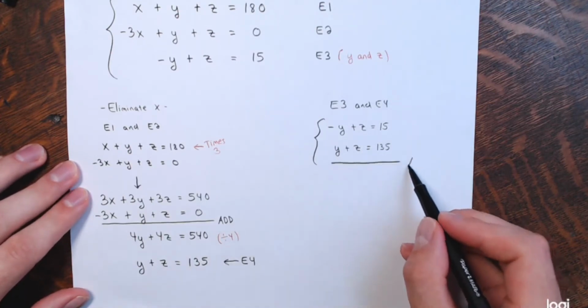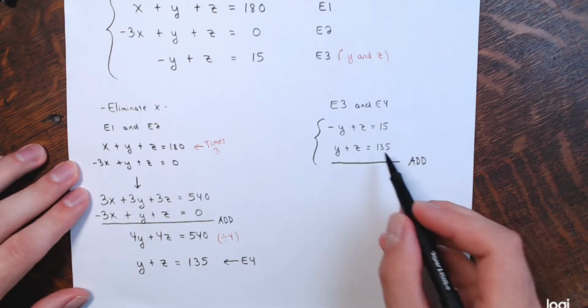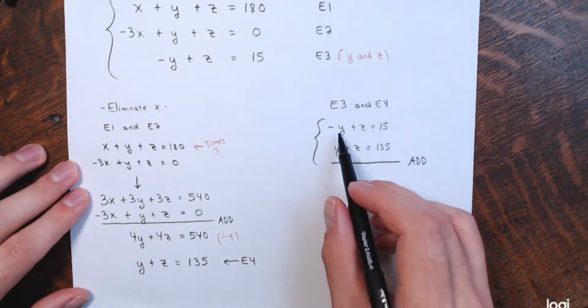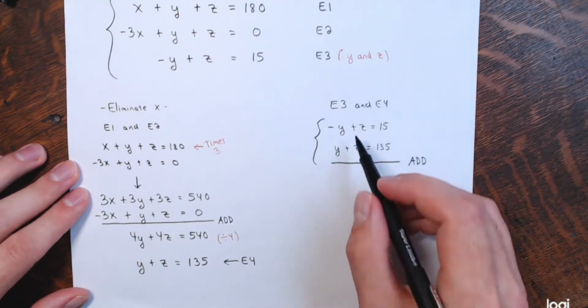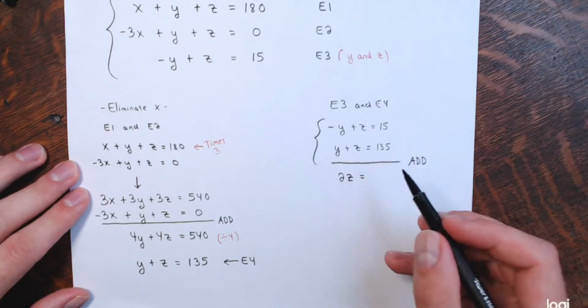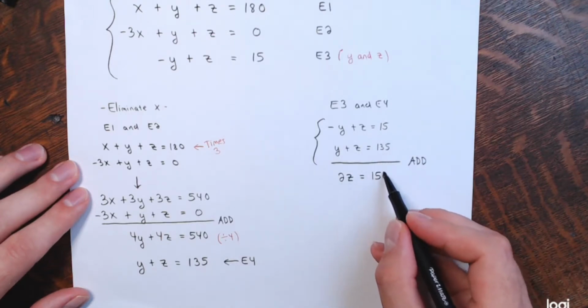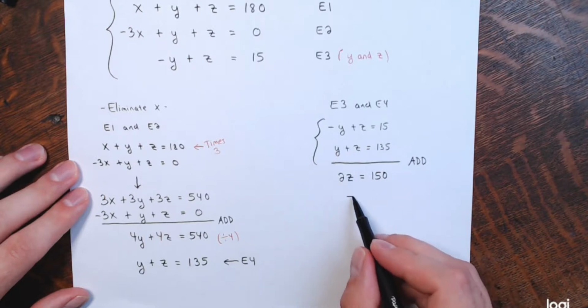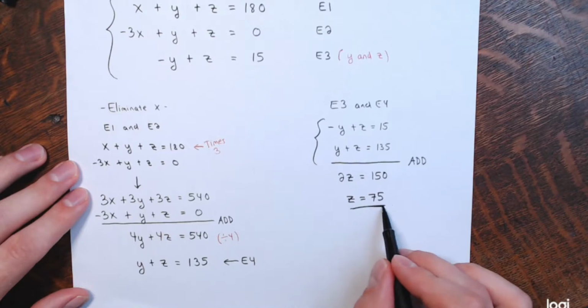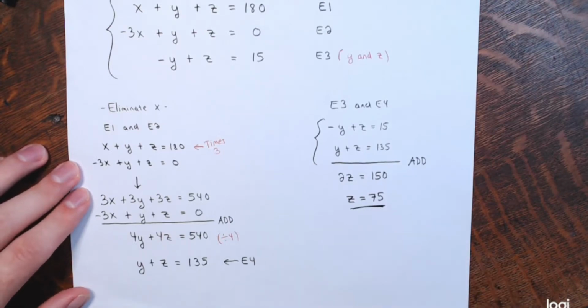So as with the last one, look at this, the coefficients of y's are already opposites, negative 1 and positive 1, so I can just add the equations and eliminate y right now. And we'll have 2z on the left equals 150 on the right. Dividing by 2, we get z equals 75. All right, so there's the measure of the third angle. Z represented the third angle.